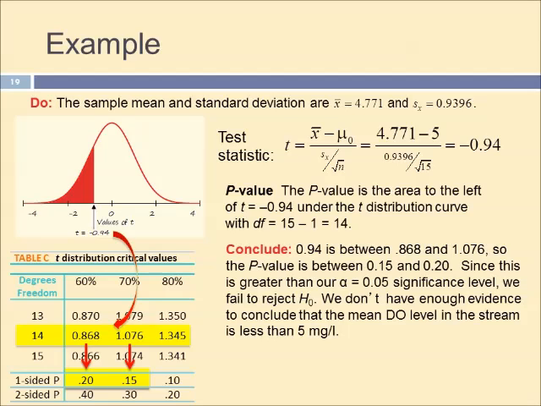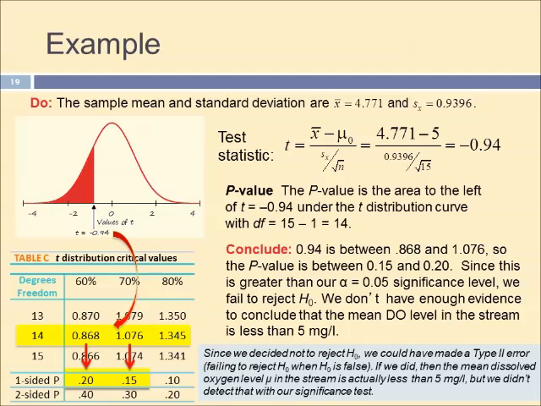So we don't have enough evidence to conclude that the mean dissolved oxygen level in the stream is less than 5 milligrams per liter. So keep in mind, since we decided not to reject the null hypothesis, we could have made a type 2 error. If we did, then the mean dissolved oxygen level is actually less than 5 milligrams per liter, but we didn't detect that with our significance test. So if that's important, you might need to do some other kinds of testing.